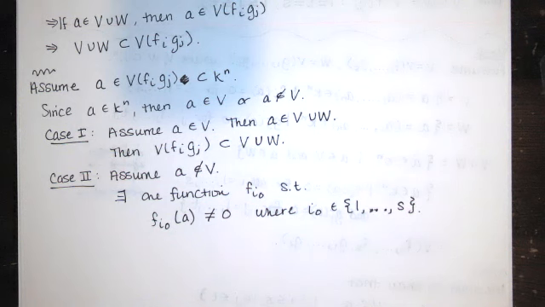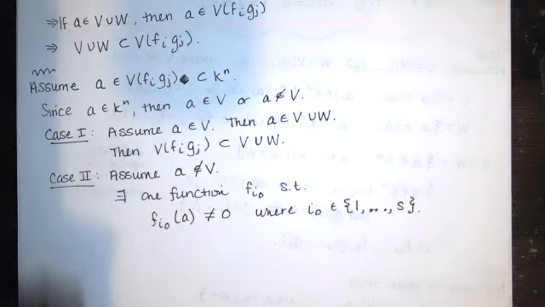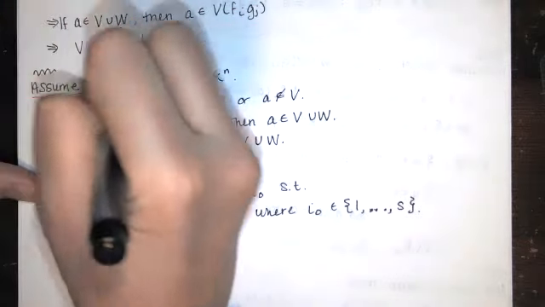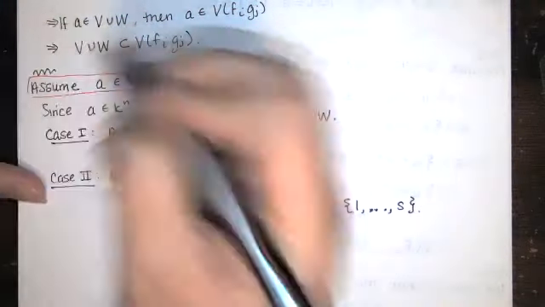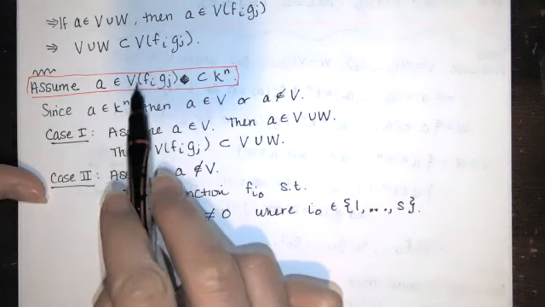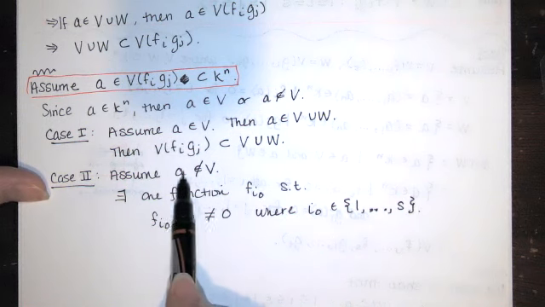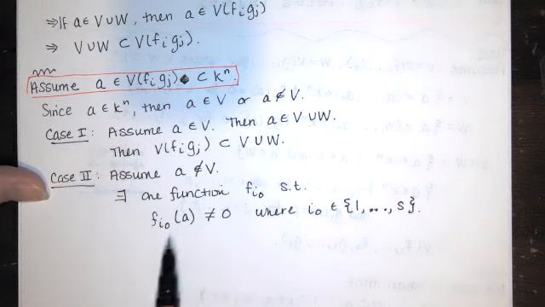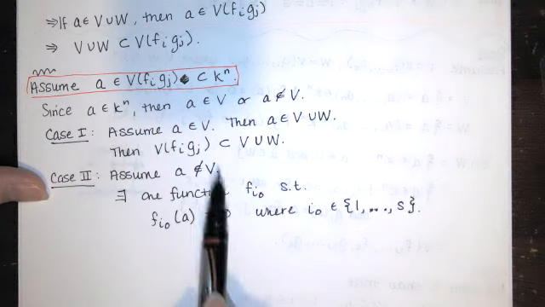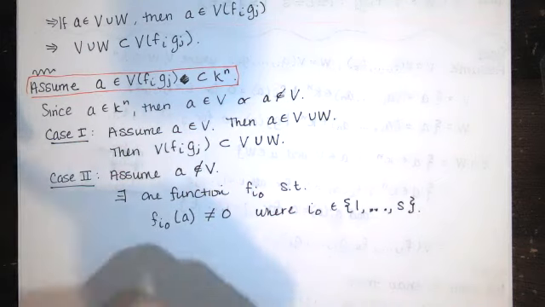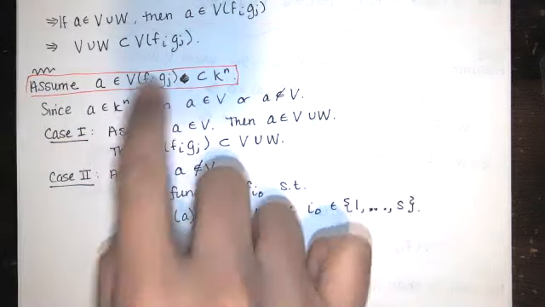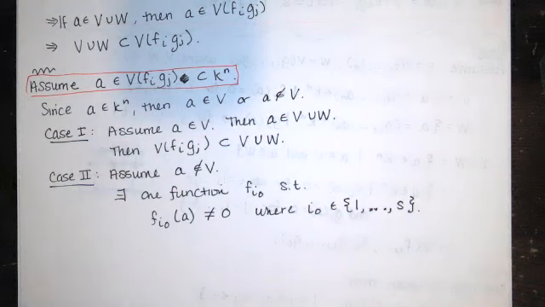Okay, but remember our initial assumption, we've already assumed that this is true for this part. We're assuming that A belongs to this set, and we're assuming that A is not an element of V. So since A is not an element of V, we know that this is true. Since A is an element of this set, we know that all of these products have to be 0 for i equals 1 through S and j equals 1 through T.